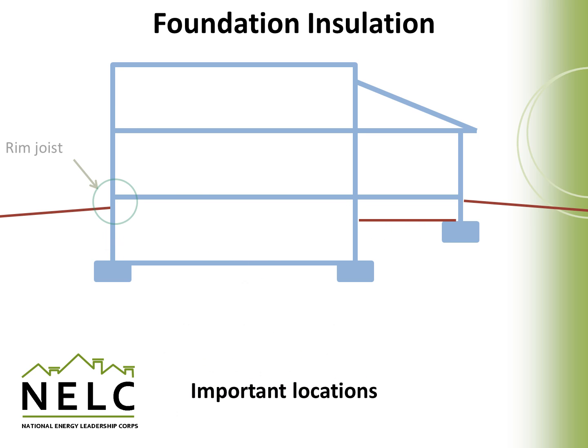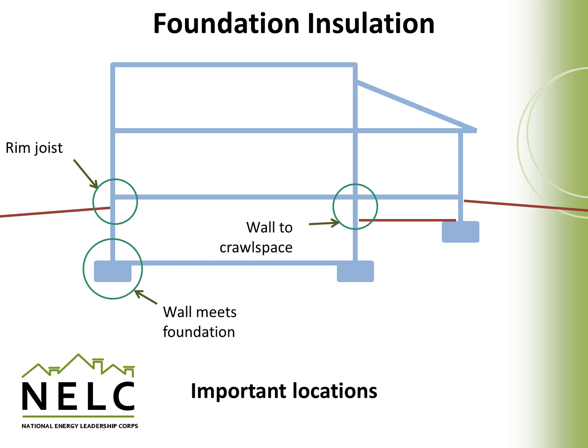To review some important locations, we talked about the rim joist, where the first floor rests on the foundation wall, the location where the wall meets the foundation. Walls to crawl spaces are important places to look, as well as knee walls, where we might be looking for vents or also some additional insulation or opportunities to help seal up a home.